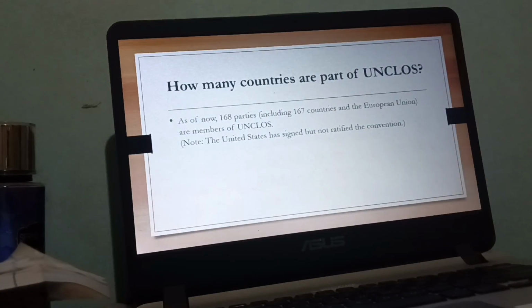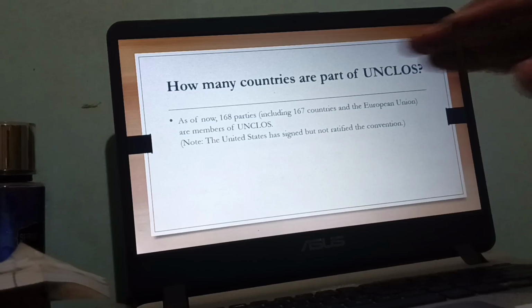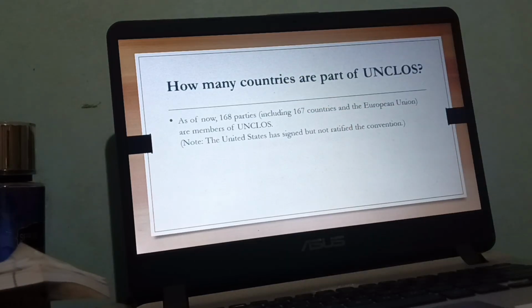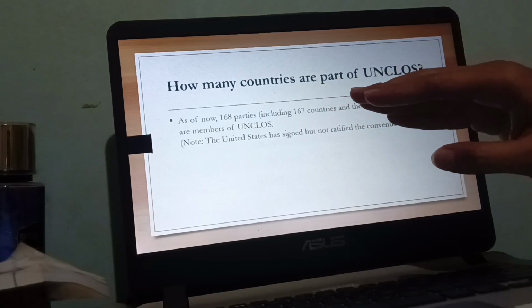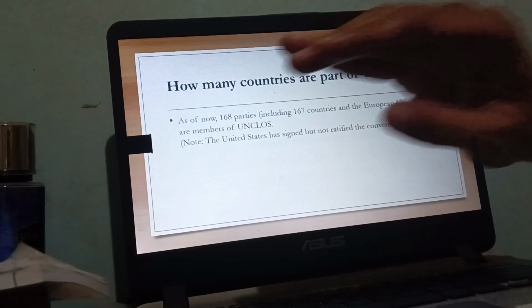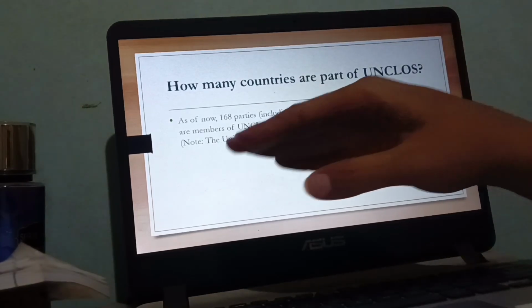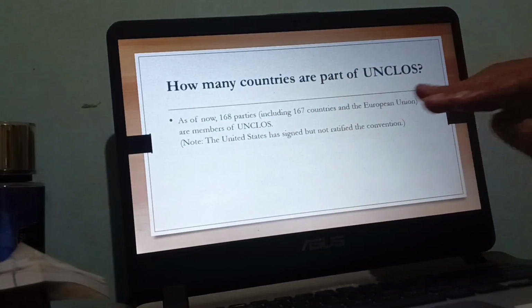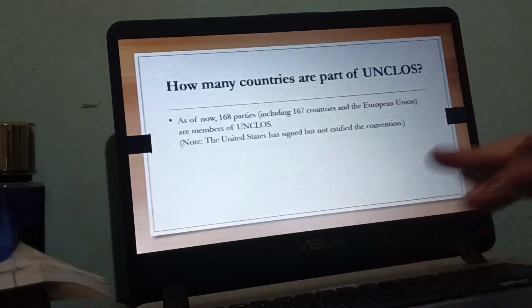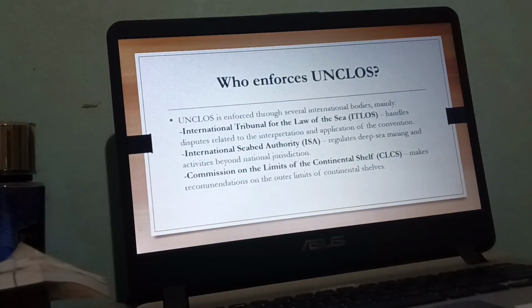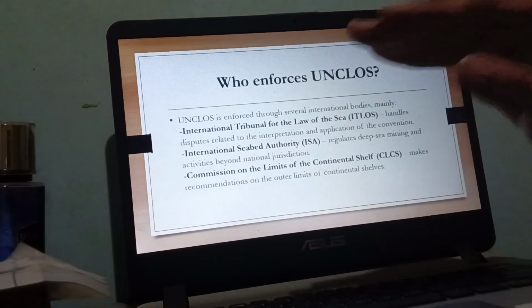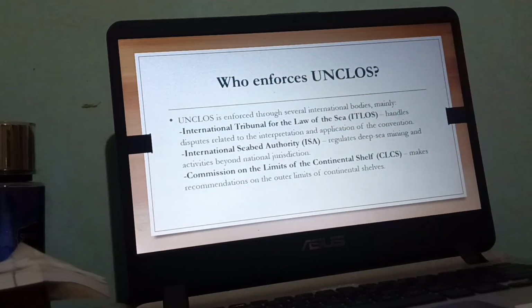So how many countries are part of UNCLOS? As of now, there are 168 parties, including 167 countries and the European Union, that are members of UNCLOS. Note that the United States has signed but not ratified the convention. So who enforces UNCLOS? UNCLOS is enforced mainly through several international bodies.